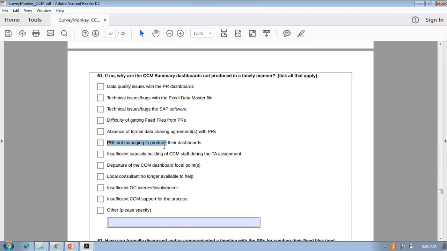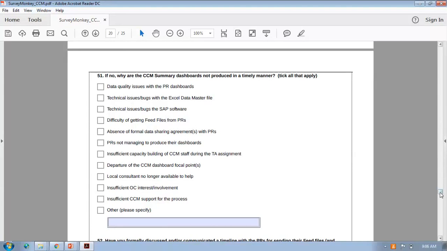But if they say something like, oh, I really don't know what to tell you. It was hard to produce it, but I don't know why. Then you could suggest some things. Is it a problem of data quality? Is it a problem of getting the information from the PRs? Maybe it is that you lost your dashboard focal person. You could suggest some things, but first try to get them to tell you spontaneously what the problem was.